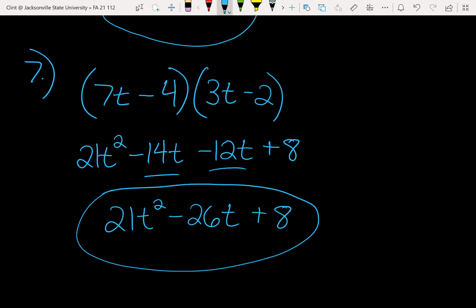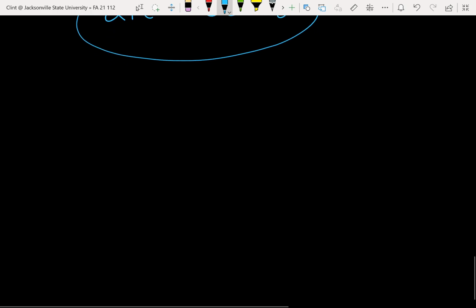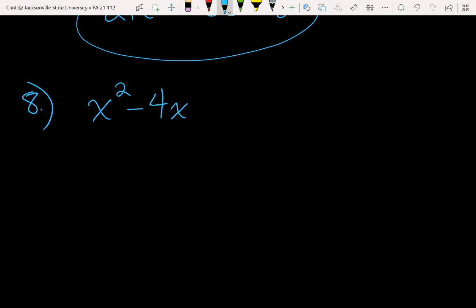Number 8 says find all real solutions by factoring. Gives me x squared minus 4x equals 12. That's the one I have on this one. So this one specifically says by factoring, so that's what we'll do here. If we're going to factor, we need to get everything all on one side. We need to equal 0 on one side. And so I'm going to subtract 12 from both sides.